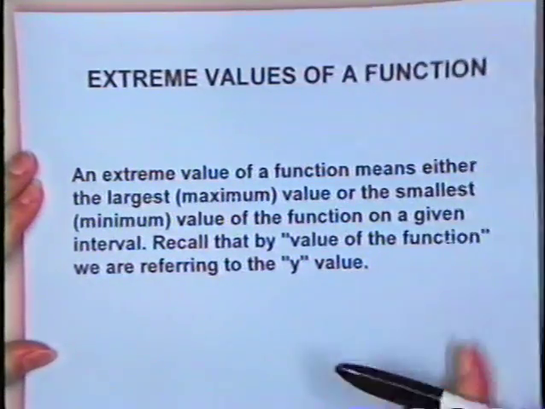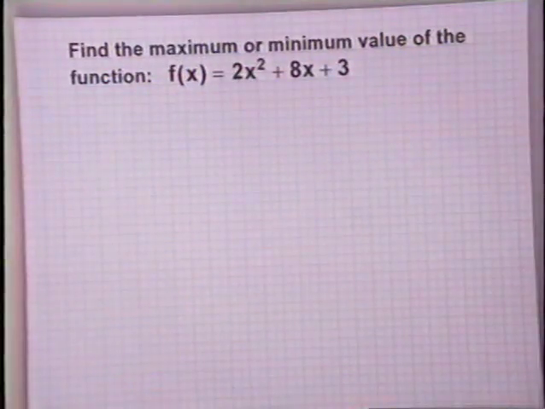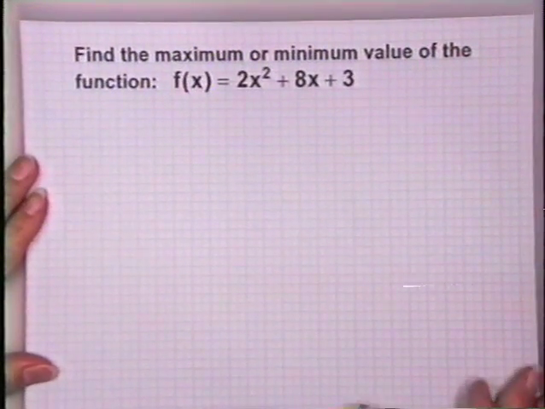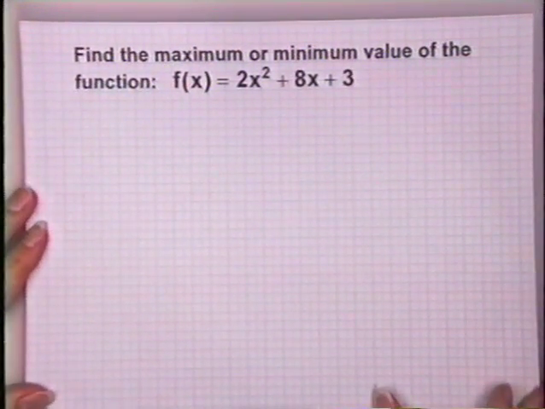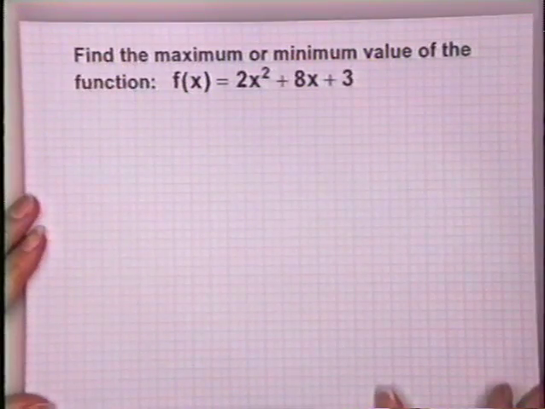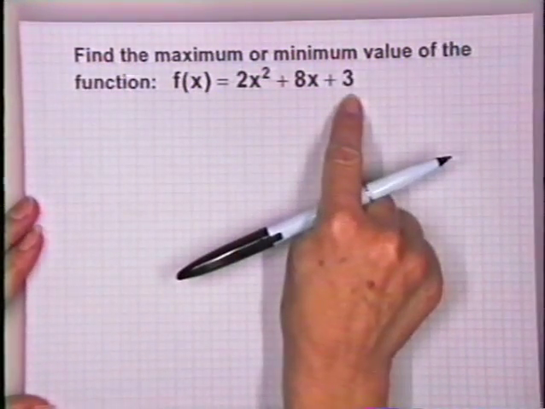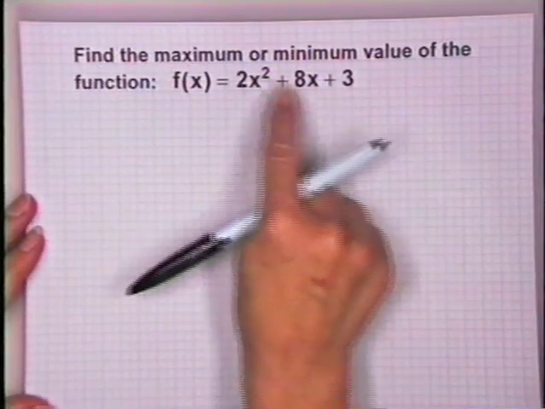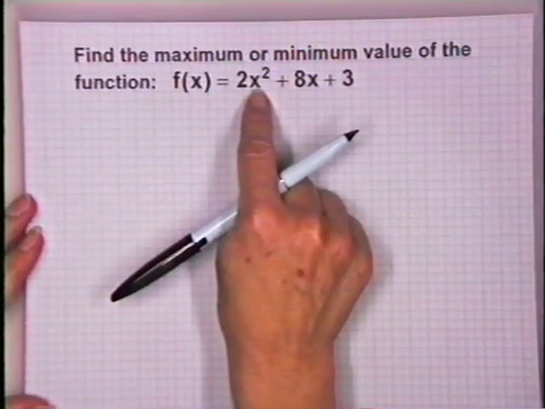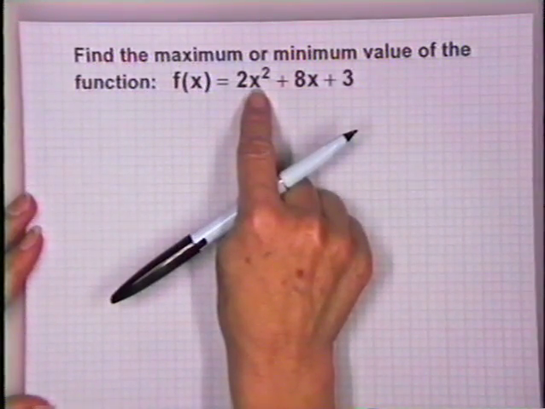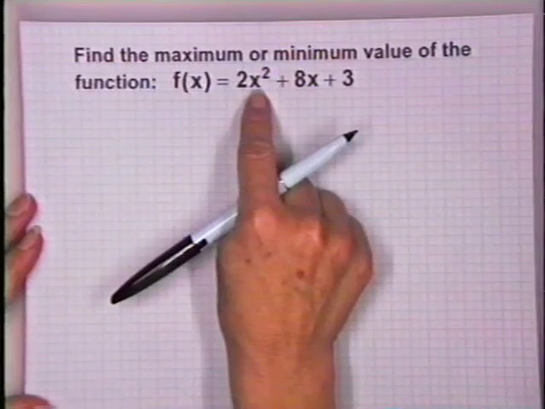In this next problem, we're asked to find either the maximum or the minimum value of this given function. Well, now here's where I want you to do a little bit of thinking. Look at your function first of all. What do you recognize about this function? See that x squared right there? This is a quadratic function. If you have a quadratic function, you have a parabola. If you have a parabola, you have a vertex. And your parabola will either open up or down from that vertex. That means you will have a minimum or a maximum.